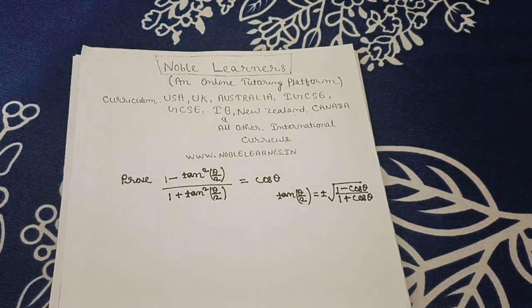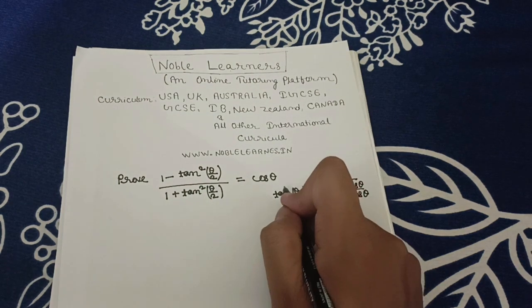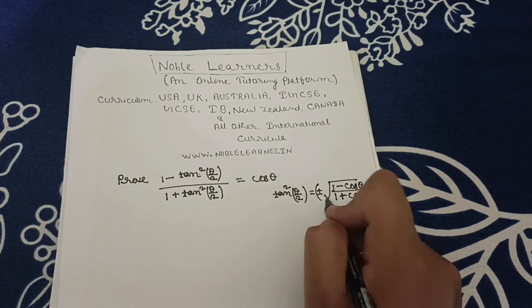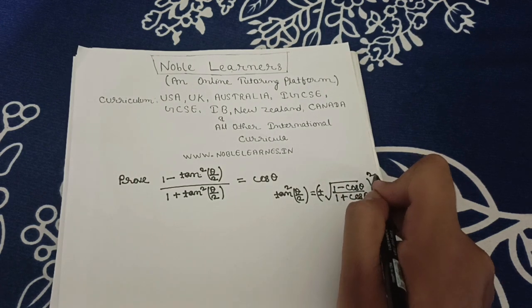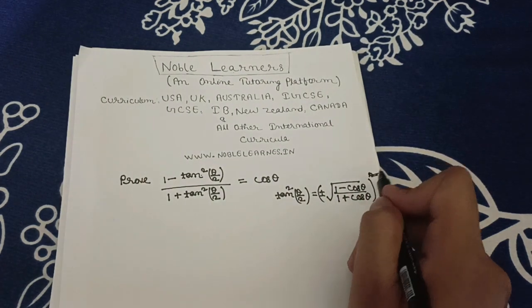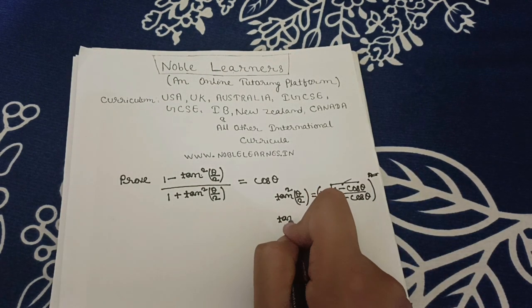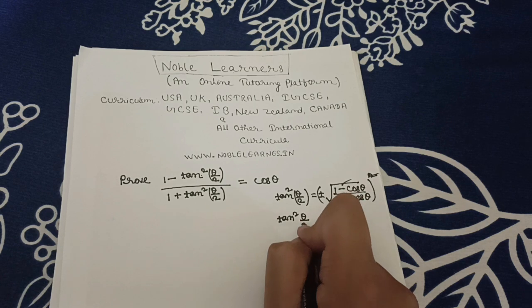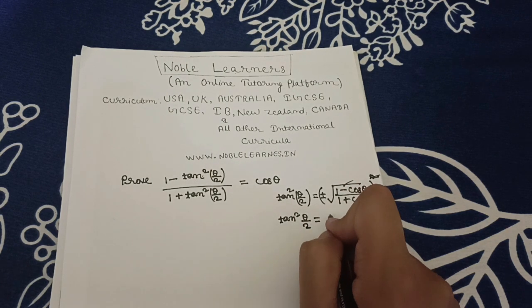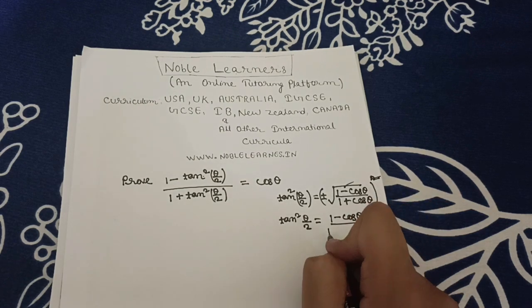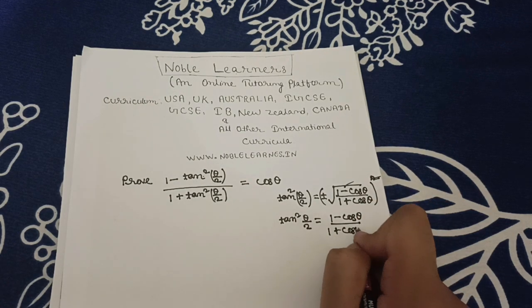Now let us establish, since we have tangent square theta upon 2 over there, therefore we are going to square this as well. And when we square, the square and this root are going to cancel out. So in other words, I could say that tangent square theta upon 2 is going to make 1 minus cosine theta upon 1 plus cosine theta. So that is step number 1.